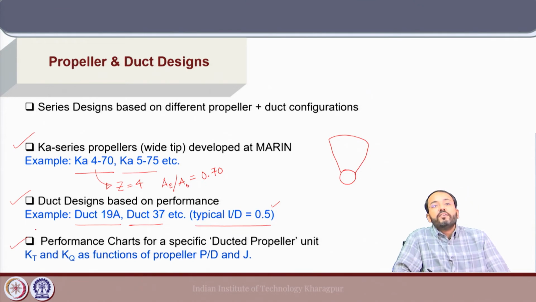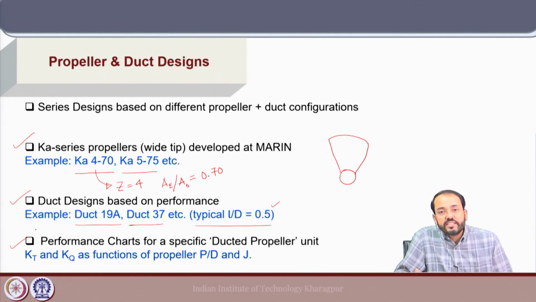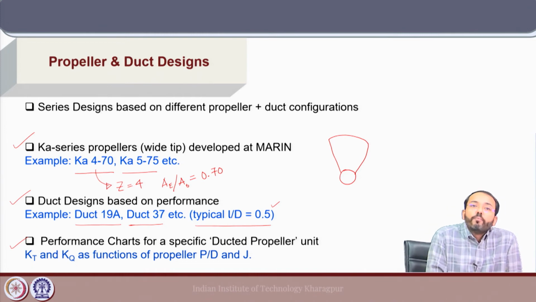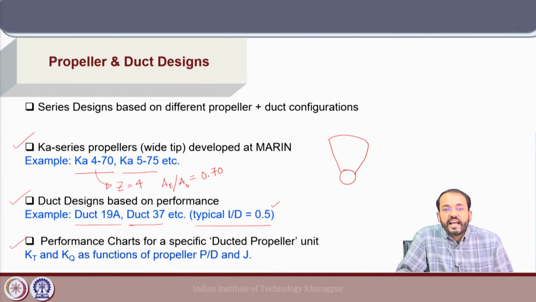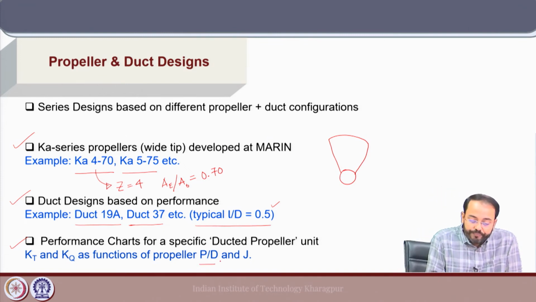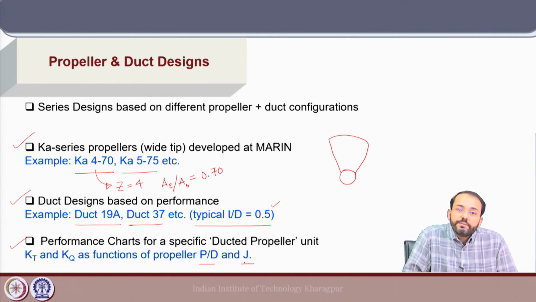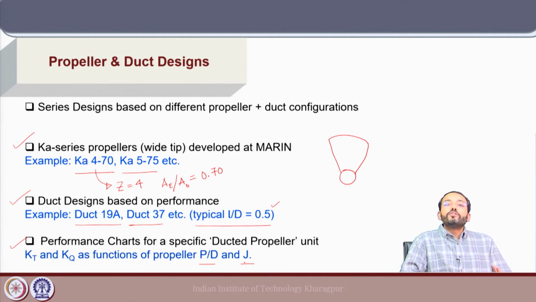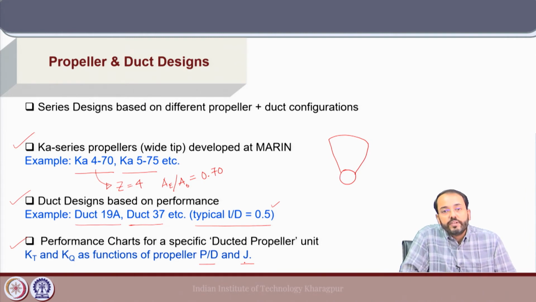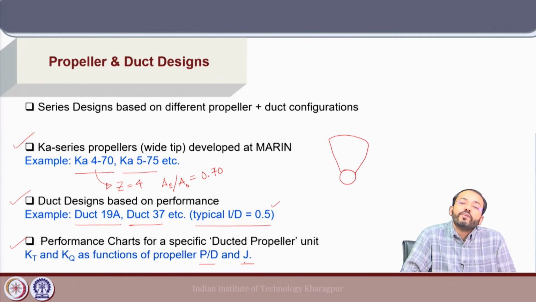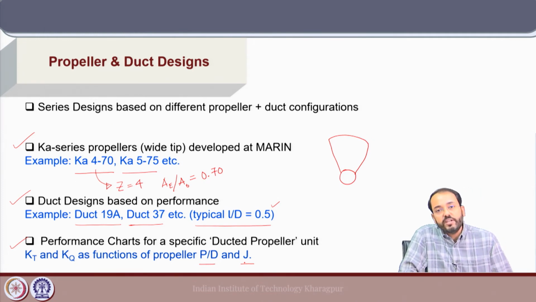Performance charts for specific ducted propeller units are generated, and they include open water thrust and torque coefficients as functions of P by D and J, the pitch ratio and the advance coefficient. So, similar to open propellers, we also have thrust and torque coefficient charts in open water conditions for ducted propellers, which are used for the design of ducted propeller units.